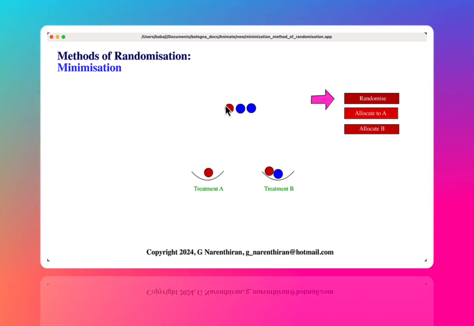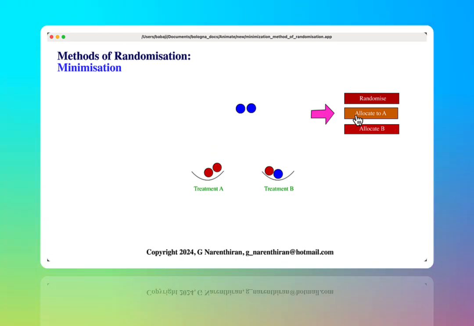So the next patient is also red, and what shall we do? There's one red here and one red here, so there are equal reds, so we can randomize this patient. Let's see what the randomization does, and that's putting the patient to the control treatment A group. Now the next patient is blue. There's no blue here, there's one blue here, so what shall we do? We want to make sure that these two groups are balanced. So rather than randomizing this patient, we allocate the patient to group A, which is our control. So there you go.